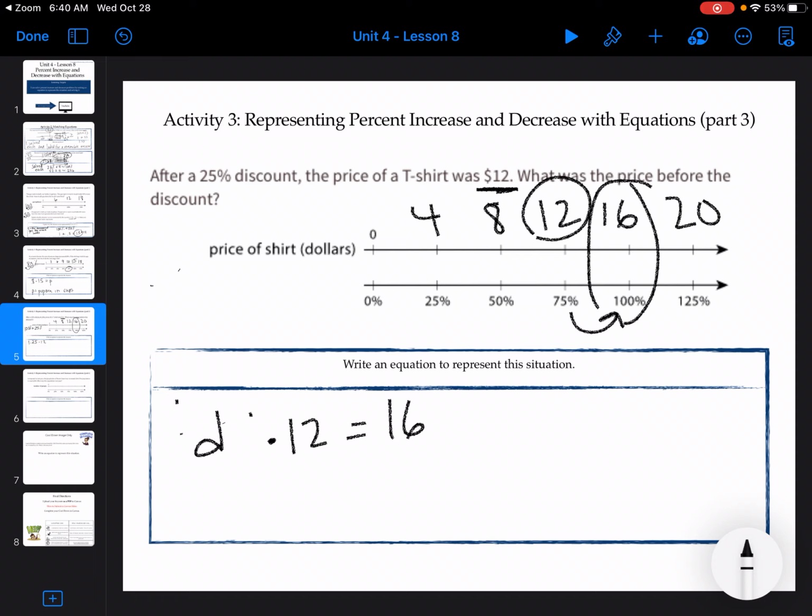So I know that because I'm multiplying, because each part is 1/3. So 1/3, 1/3. So each part is 1/3 to get to the 100%. So I'm multiplying by 1.3 repeating times 12, and that's going to get me my price of my shirt. So P represents price of the shirt.